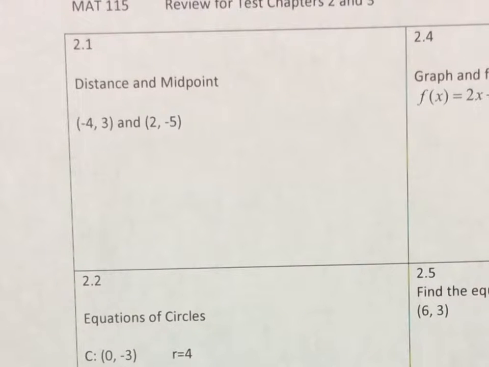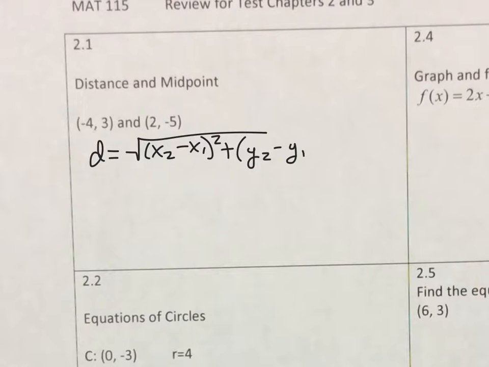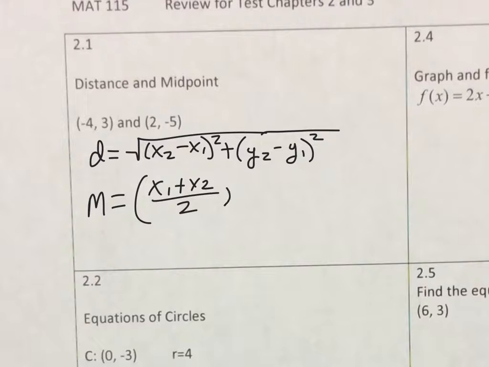And from Section 1, you need to know how to find distance and midpoint, which is basically going to boil down to knowing these two formulas. Here's the distance formula, square root of x sub 2 minus x sub 1 squared plus y sub 2 minus y sub 1 squared. And the midpoint is simply x1 plus x2 over 2 and y1 plus y2 over 2.